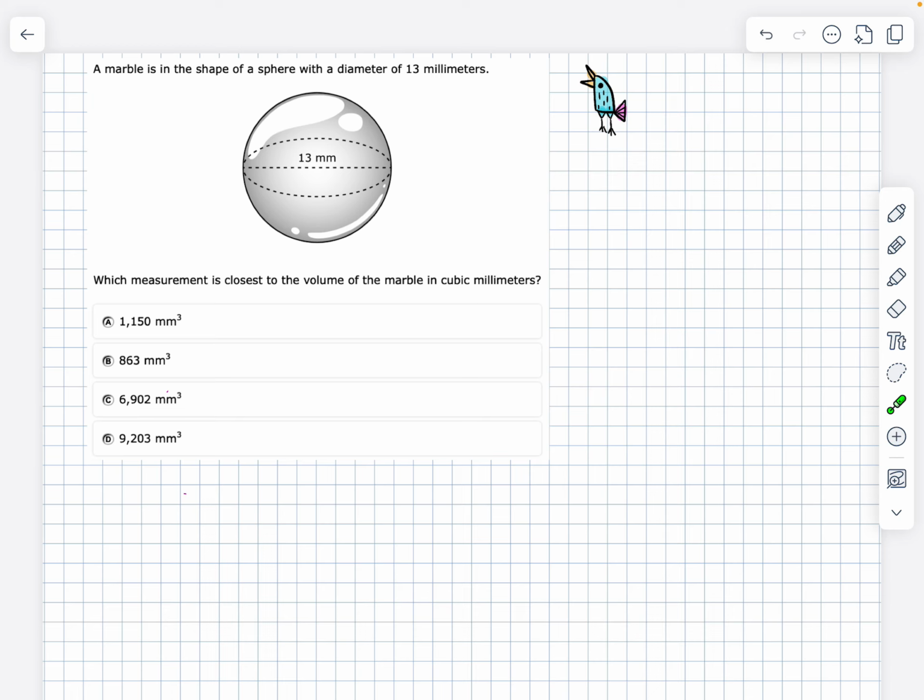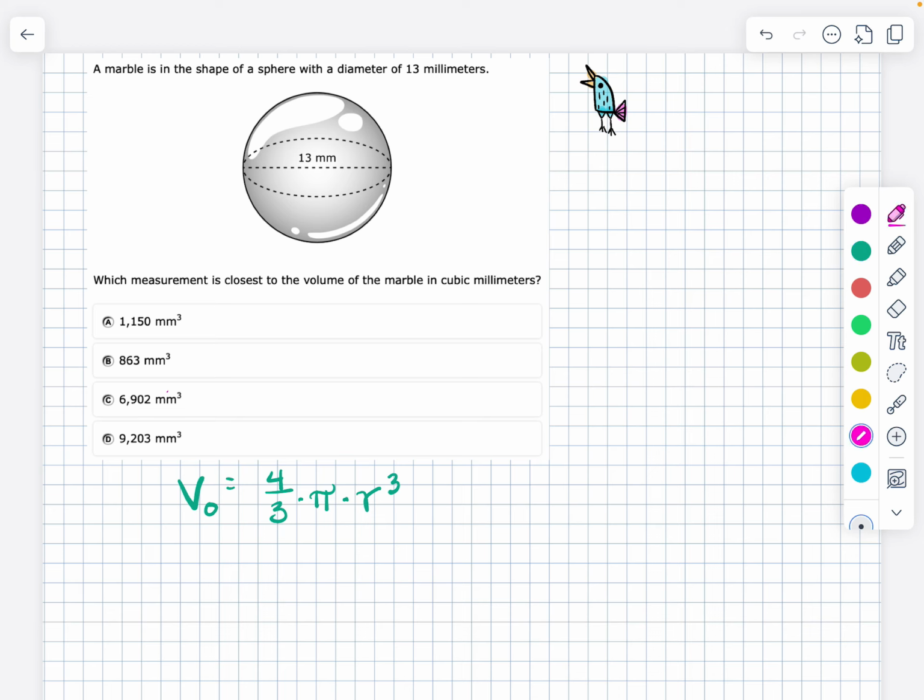The next thing I do, I look for anything that might be not quite what I need. And I know the volume of a sphere, there's my sphere, is equal to 4/3 times pi times the radius cubed. Well, I'm not given the radius, I'm given the diameter.